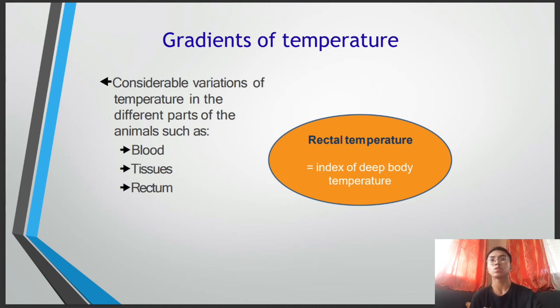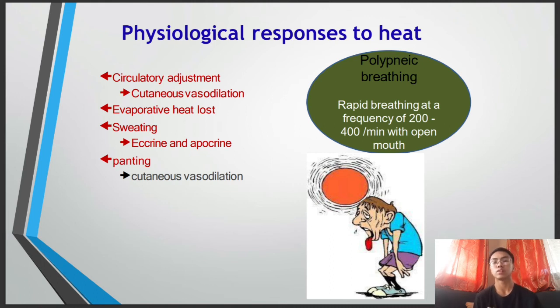Next is physiological responses to heat. So what are physiological responses to heat? Physiological responses to heat are polypnea, rapid breathing, respiration. Circulatory adjustment, cutaneous vasodilation, evaporative heat loss and sweating, eccrine and apocrine, panting, and cutaneous vasodilation. So next is physiological responses to cold.